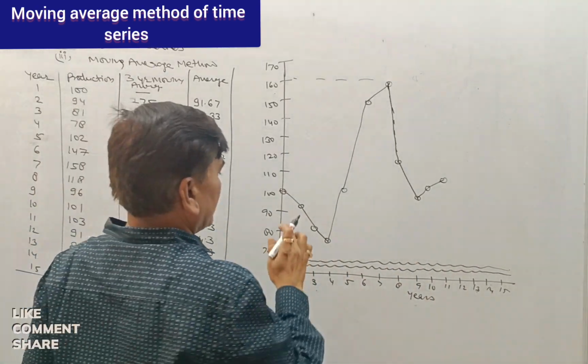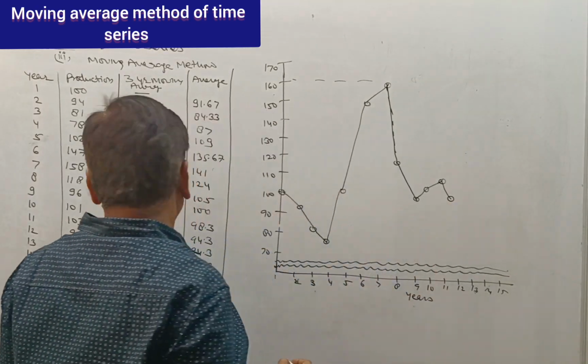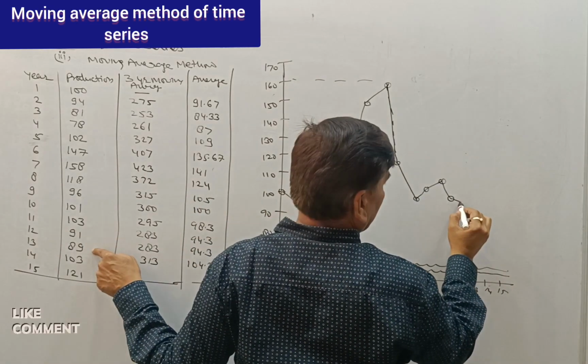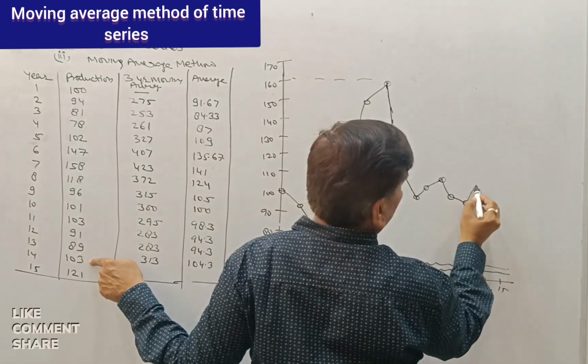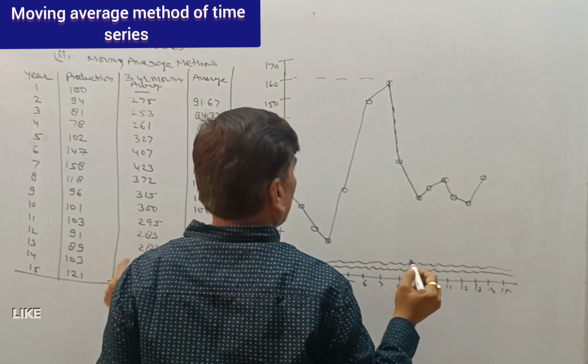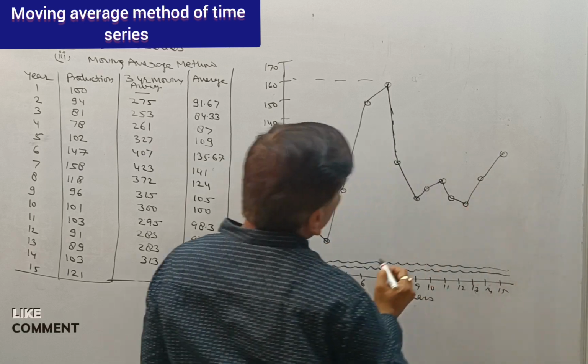Then 91 on the 12th, then 89, then 103, then 121. So this is the original data.